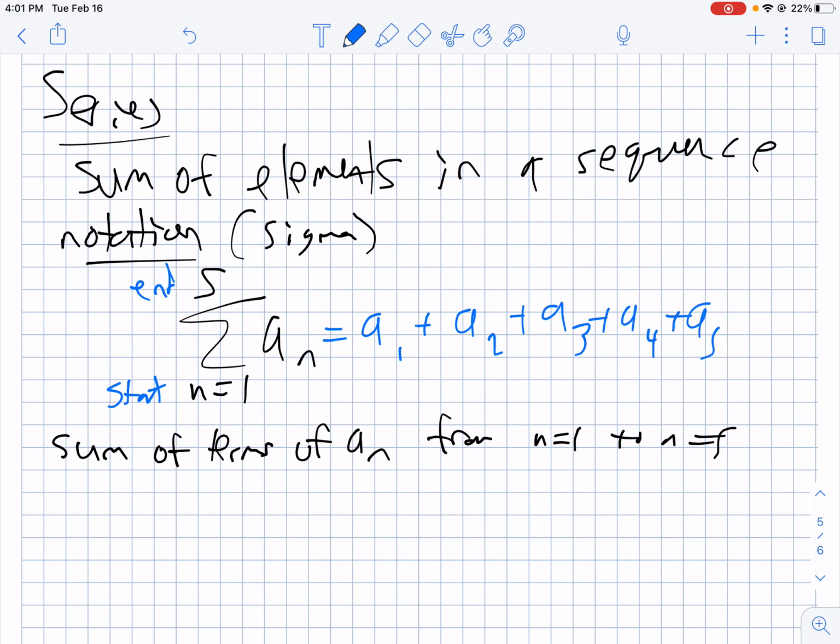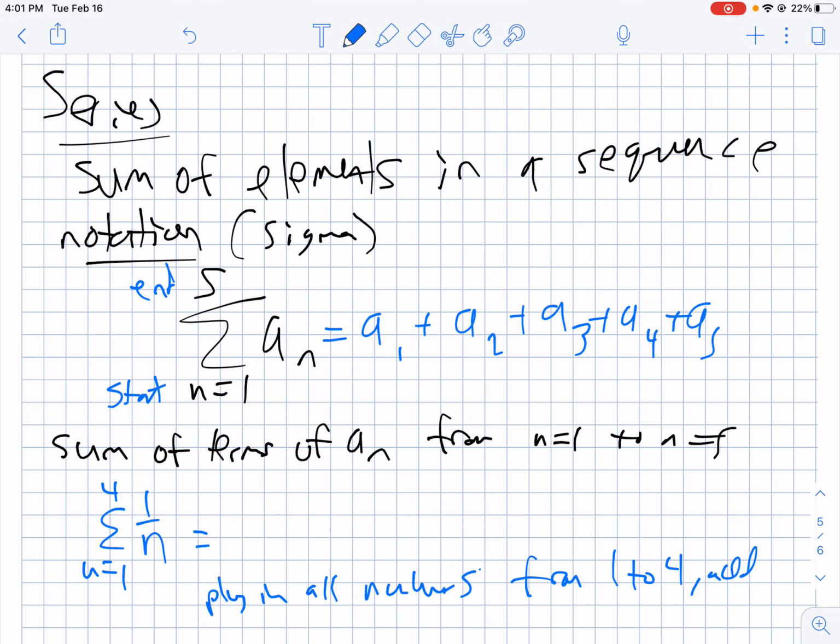If I ask you, for example, what is the sum from, say, 1 to 4 of 1 over n? This is just saying plug in all numbers from 1 to 4 and then add them up. So it would be 1 over 1 plus 1 over 2 plus 1 over 3 plus 1 over 4. And that's just some random decimal, obviously.